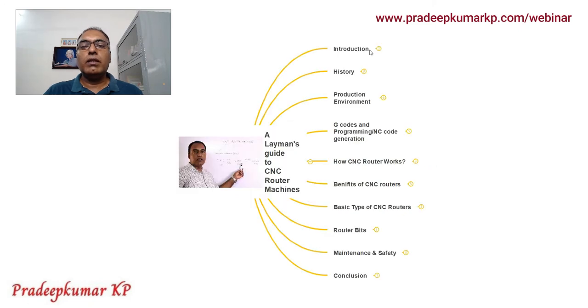So first we will look at the introduction, then very briefly we will talk about the history of the CNC router and production environment, and we'll talk about the G code programming in NC code generation, and then how the CNC router works and the benefits of CNC router, and then the basic types of CNC routers, and about router bits and maintenance and safety, and conclusion.